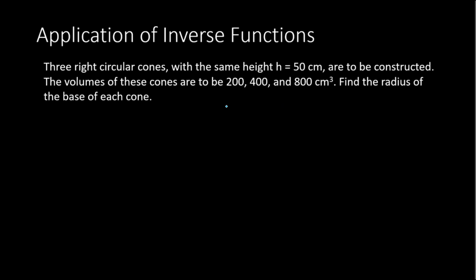Well, for this one, we're dealing with cones and volume. All right, so we need to know, first of all, the volume formula for a cone, and that is 1/3 times the area of the base, which is pi r squared, and then times the height. All right, and we're told with this that all these cones have the same height of 50 centimeters. So we can plug a 50 in place of the height.